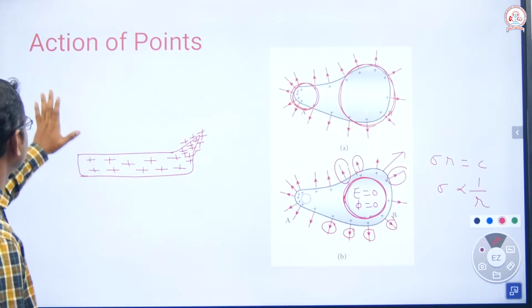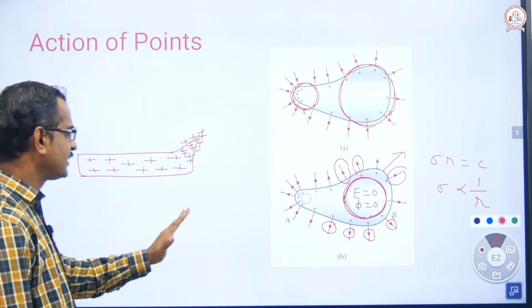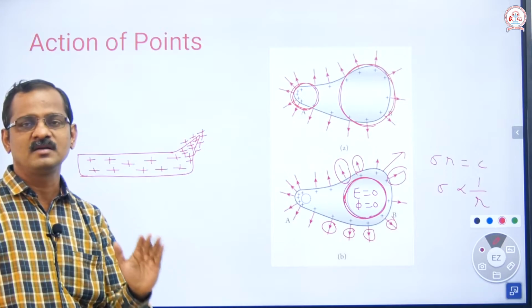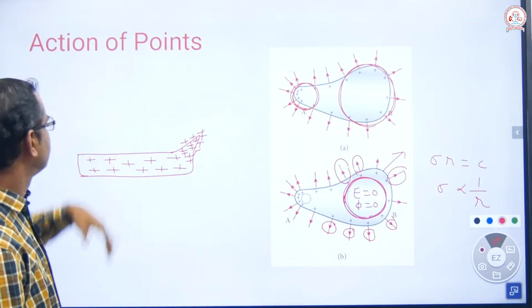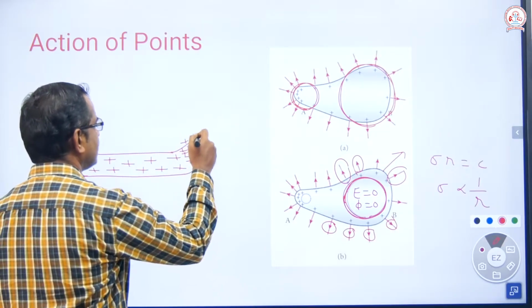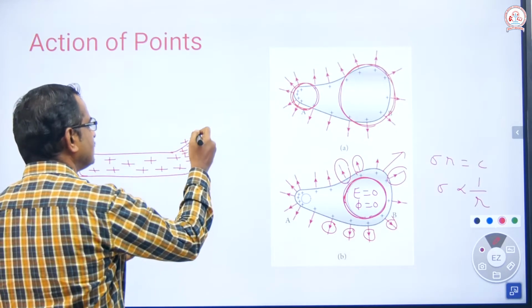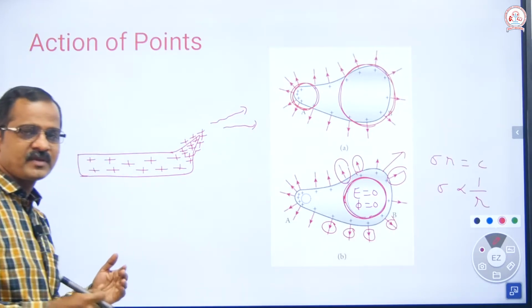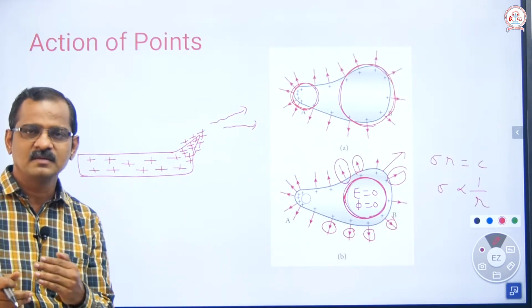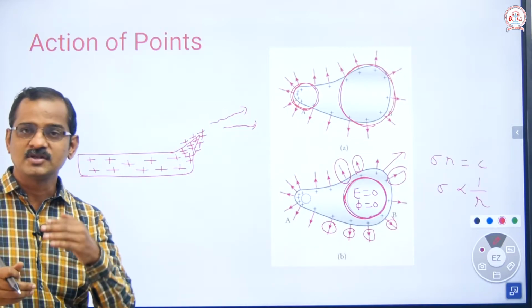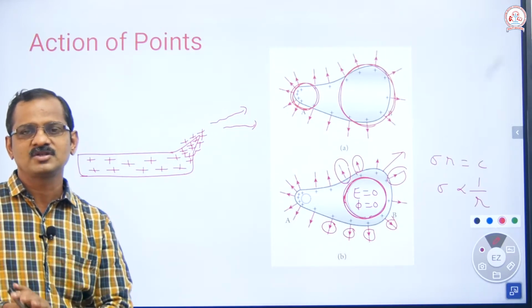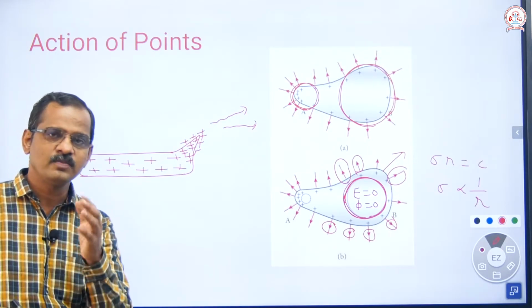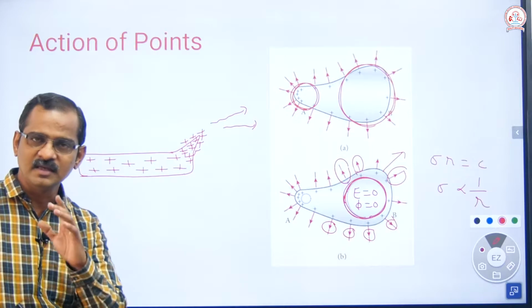So what we understand from this is that in a conductor, if there are sharp points, charge density will be more. Generally what happens is that, as the charge density is more, the charges get leaked to the atmosphere. Leakage of charges at the sharp points of a charged conductor is known as action of points or corona discharge.